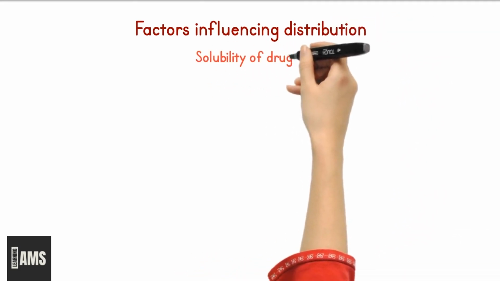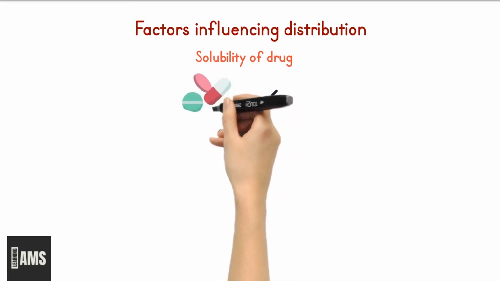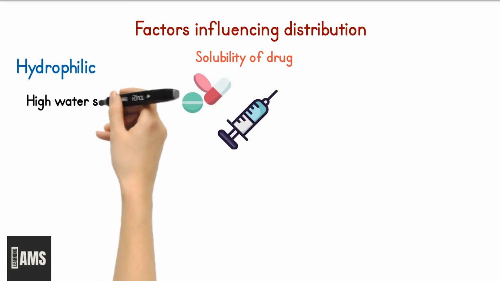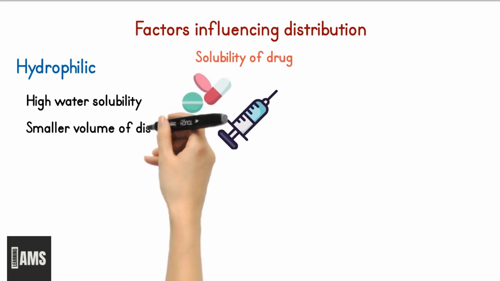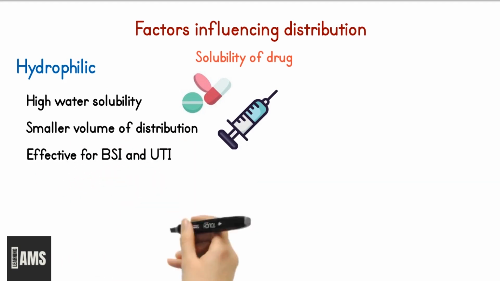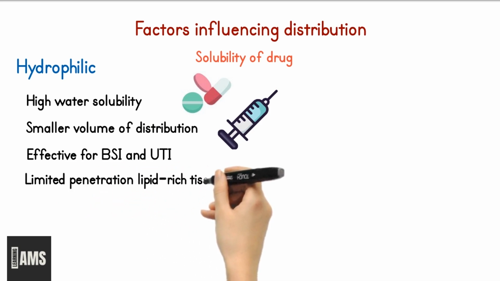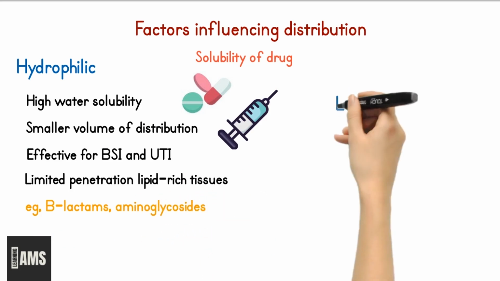First of all, the solubility of antibiotics differs their distribution ability. Hydrophilic antibiotics are highly soluble in water and have a smaller volume of distribution. They are effective for infections in the bloodstream and urinary tract, but they have limited penetration to lipid-rich tissue like brain. Examples of hydrophilic antibiotics are beta-lactams and aminoglycosides.